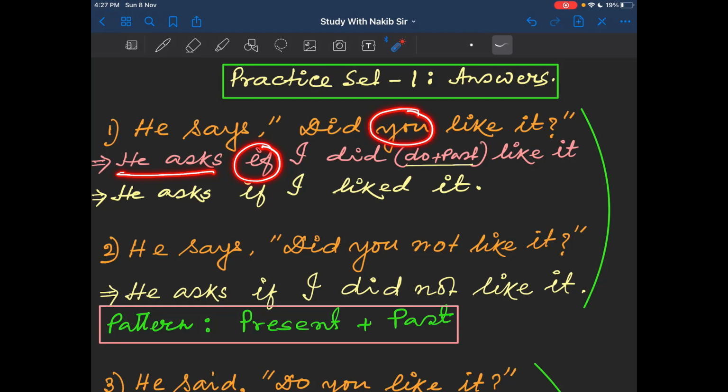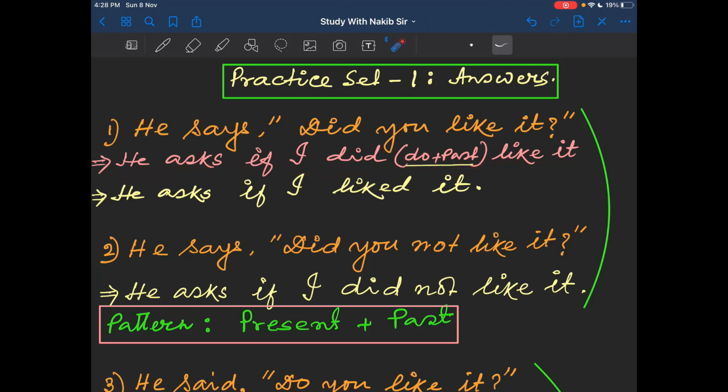Now come to the subject. The subject is here the second person pronoun, so it will be changed according to the number and person of the object of the reporting speech. Here suppose the object is me. For this it is changed to I. Okay, so he asks if I. Now put the verb here. If I did like it. Did means do plus past. So your answer is he asks if I did like it.